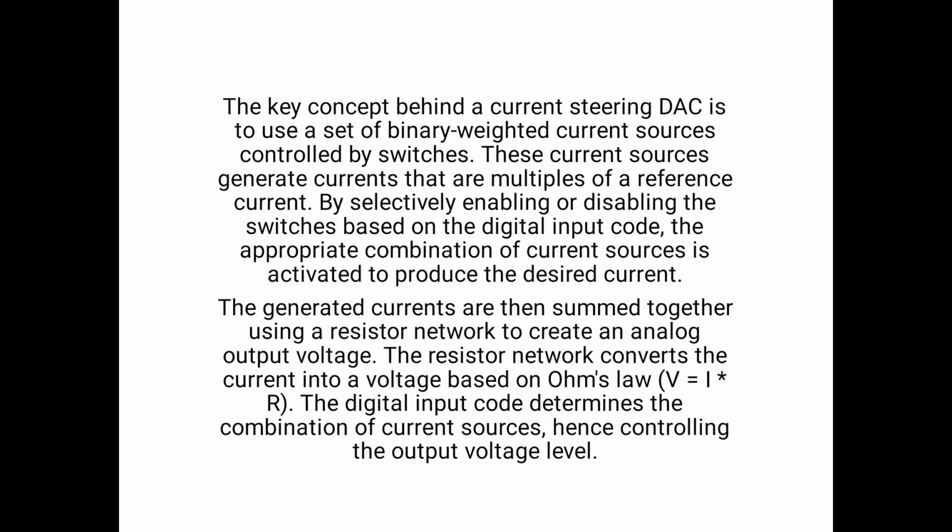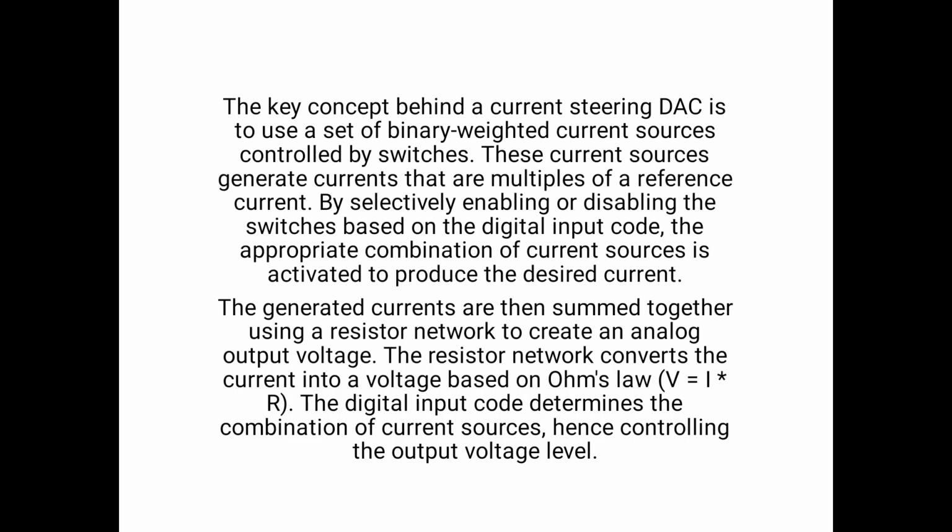Based on the digital input code, the appropriate combination of current sources is activated to produce the desired current. The generated currents are then summed together using a resistor network to create an analog output voltage.